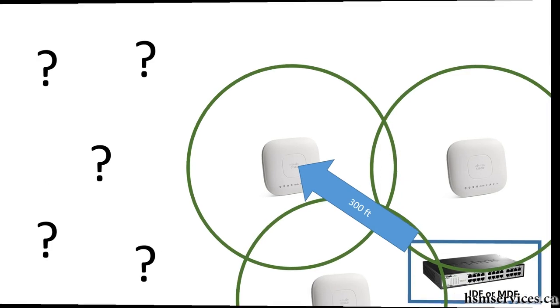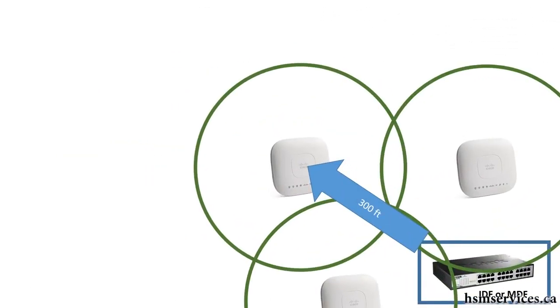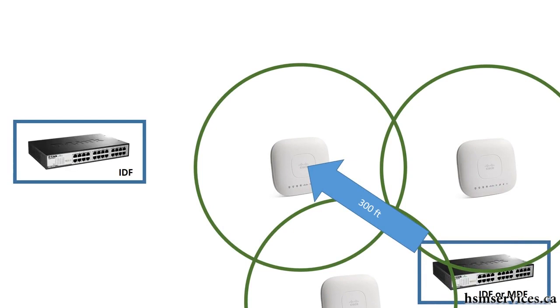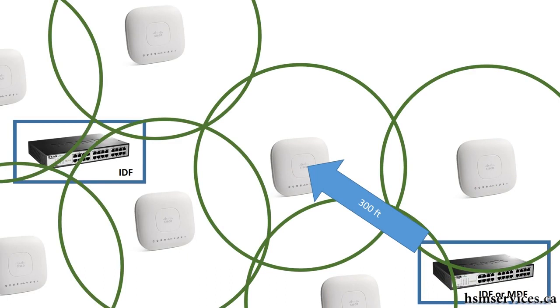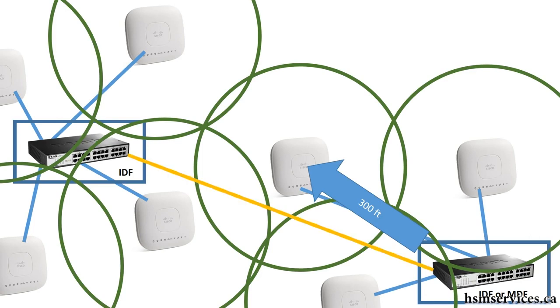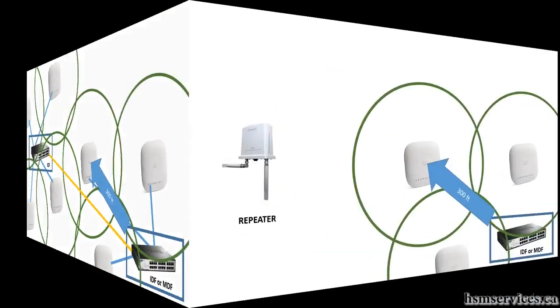What do we do? Well, in our first solution, we build an IDF right here, and we add some more access points within 300 feet of the IDF, and now we've been able to cover everything. And of course, access points connect to the respective IDF or MDF, and the distance here doesn't matter between the two. We just trunk them with a fiber optic cable and we're good to go.